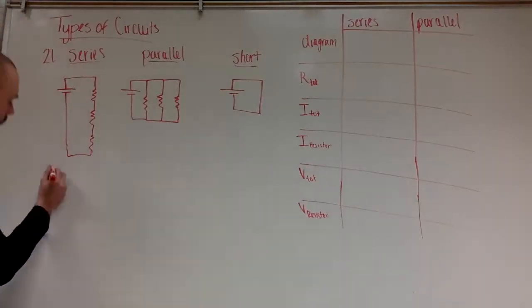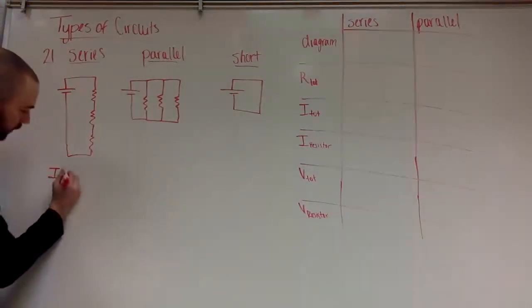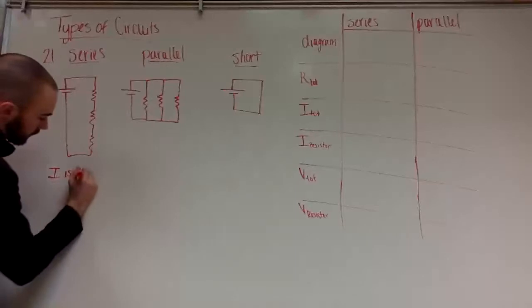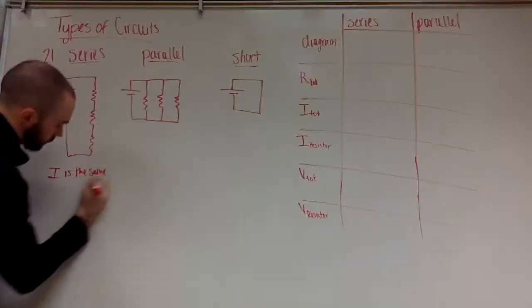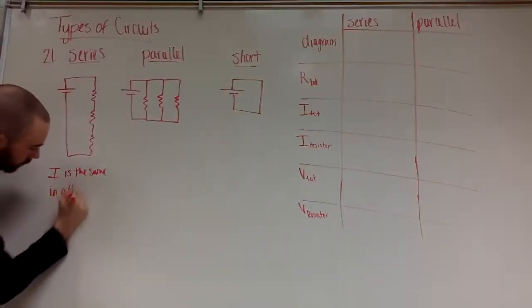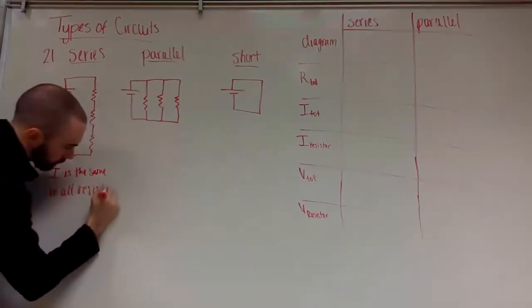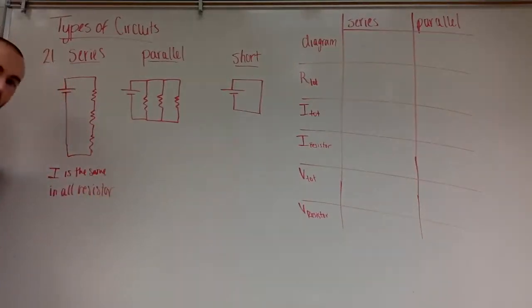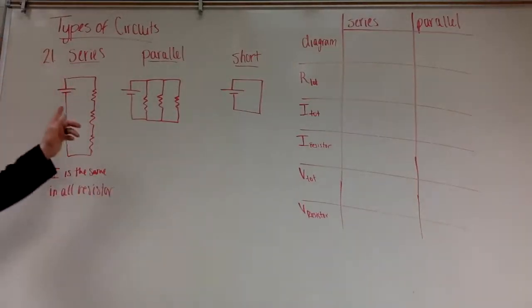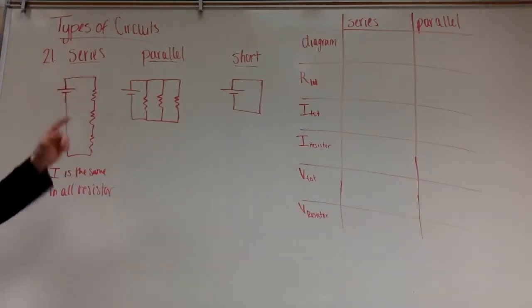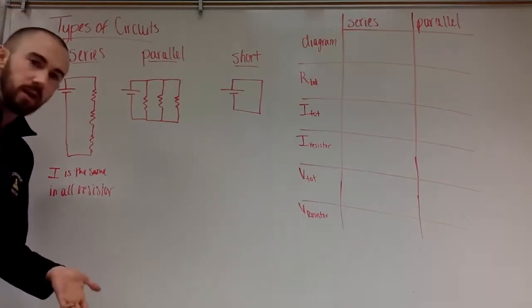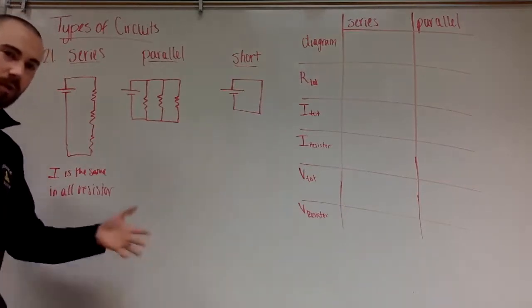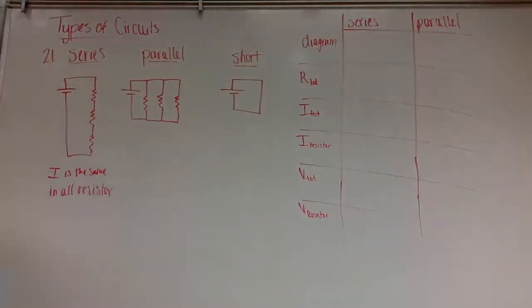So in these ones, I, or your current, is the same in all resistors. And you can think about it kind of like a hose. If electrons are the water, if the water is flowing at some rate here, it has to be the same there if there's only one pathway to flow through. If that wasn't true, then the hose would be expanding and contracting, and it doesn't do that.